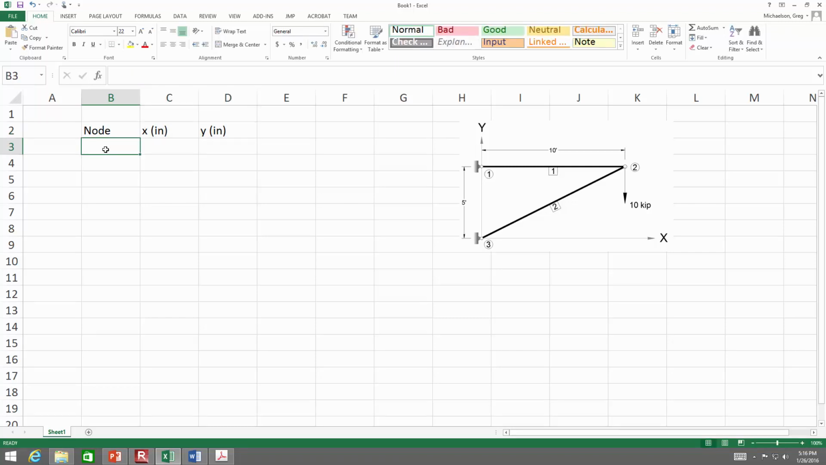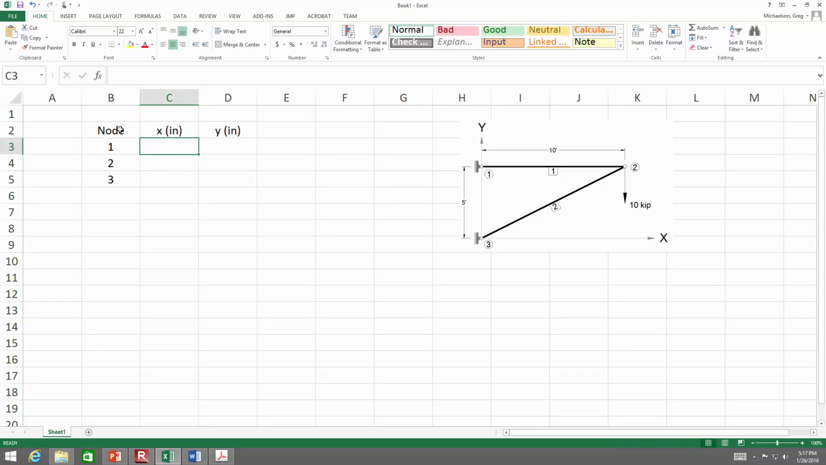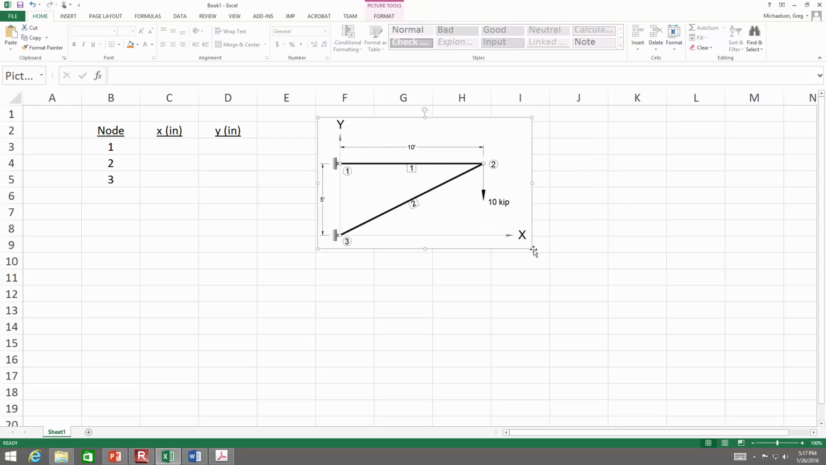Now, how many nodes do we have in this structure? 3, right? 1, 2, and 3. Okay? Well, we'll center that up a little bit, make it kind of neat. Okay. So let's keep this pretty straightforward. Okay, so here's my coordinate system. Does everybody see how I've got my y-axis and my x-axis indicated as such? Here, I'll make this a little bigger. We can all kind of see what's going on.